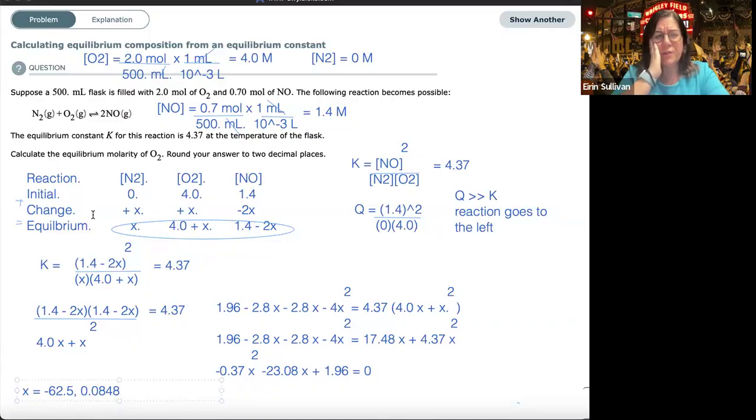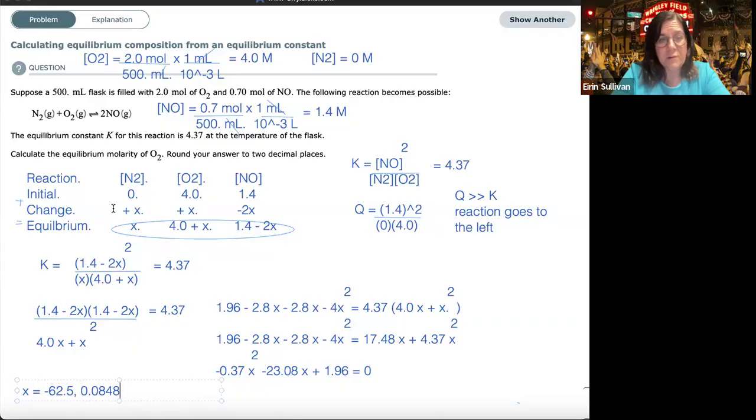Take a second and realize what you just did, right? You solved for x, which, look in your change row of your ICE table, is the increase in concentration of nitrogen or oxygen. In this case, it's the same. So don't just be like, I've got a number, I've finished. We've got to substitute this number in to calculate the thing we're asked for, and we have to decide which of these values of x is valid.